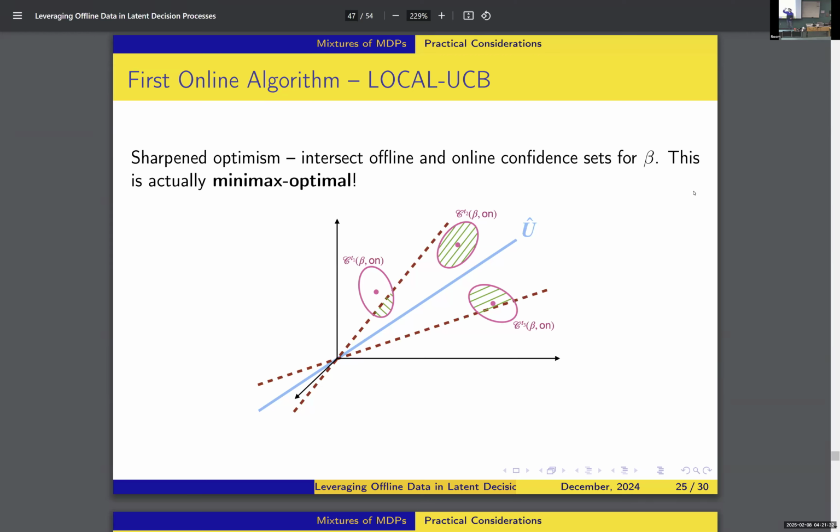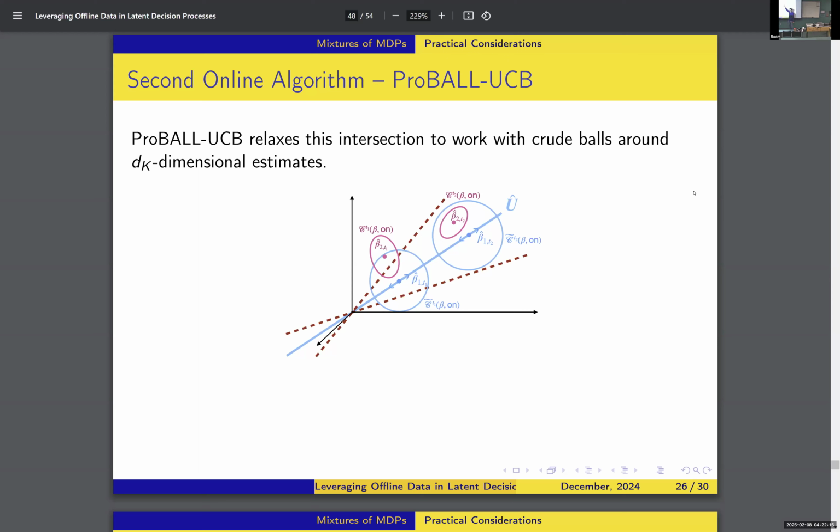The problem, though, if you look at our paper, is that this sharpened optimization, this intersection, is very hard to implement computationally. So you have to relax it to get a different algorithm. I get an offline estimate here, and I just take a crude offline ball around it that encompasses my entire offline uncertainty. Until my online uncertainty is inside this ball, I keep using the ball to be optimistic over, because I know that my reward will definitely lie inside the ball. But once my pink thing comes inside the blue ball, then I can just work with the pink thing. So instead of intersecting them, you wait until one of them is small enough to be inside the other. And that relaxation is enough.